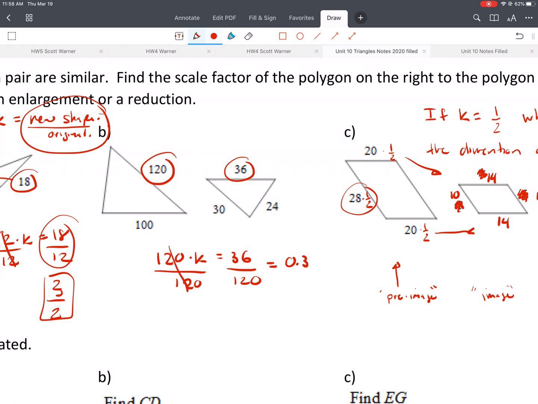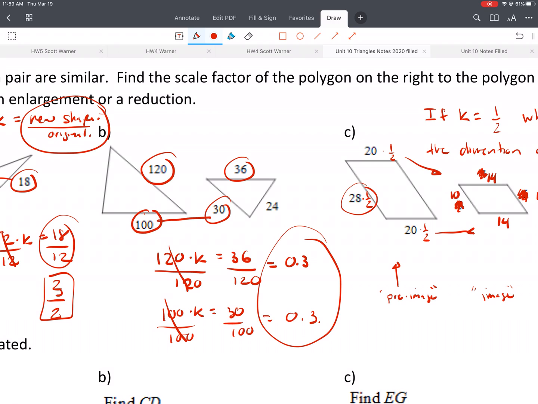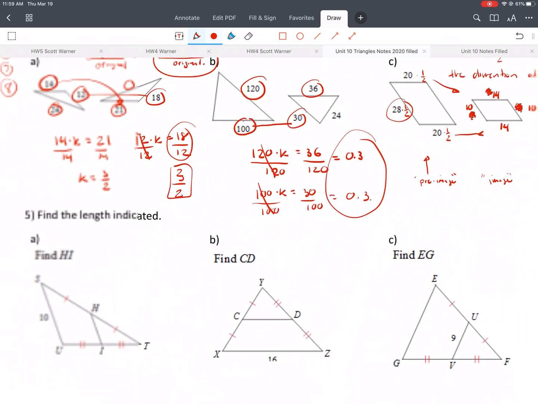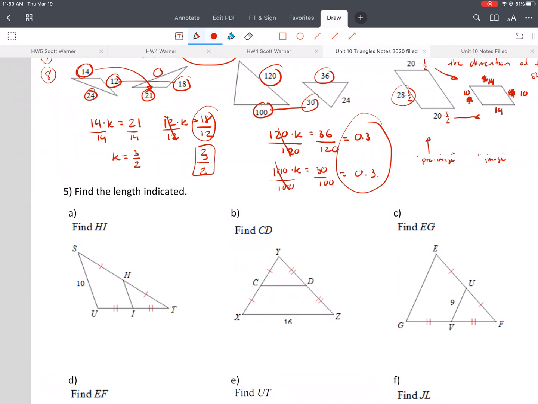Again, you could use this one. This corresponds to this one. That would give us 100 times K equals 30. So divide both sides by 100, and again, that ends up giving you 0.3. So it doesn't really matter. You could make sure that you had the right scale factor by doing it twice at different sides, if that makes any sense. So those are scale factors.